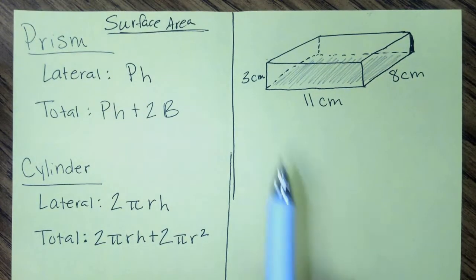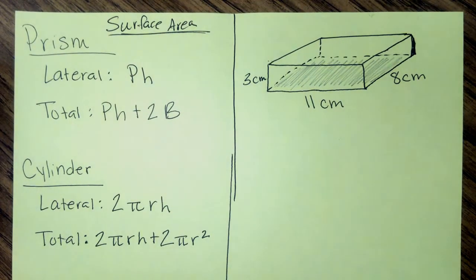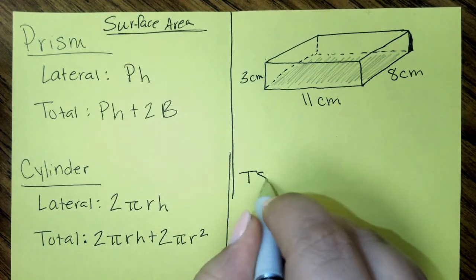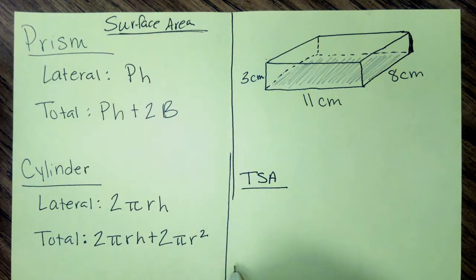So we'll start off with this shape here, which is a rectangular prism, and our goal is to find the total surface area and the lateral surface area.